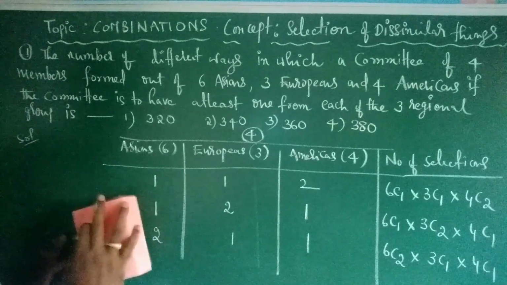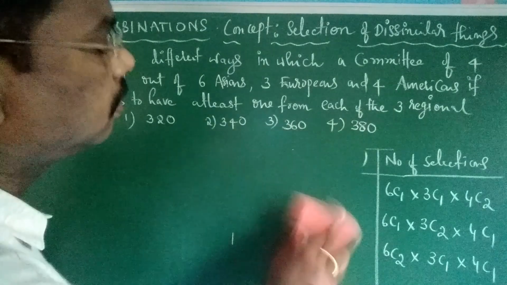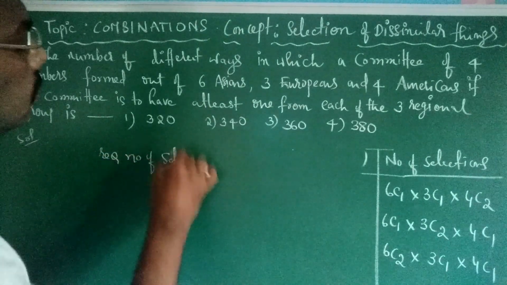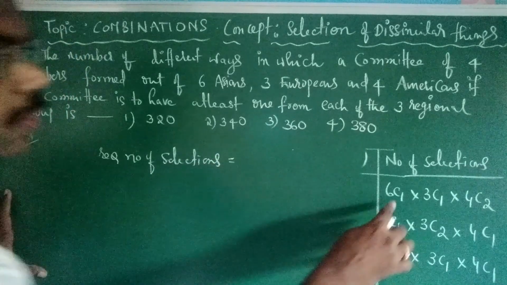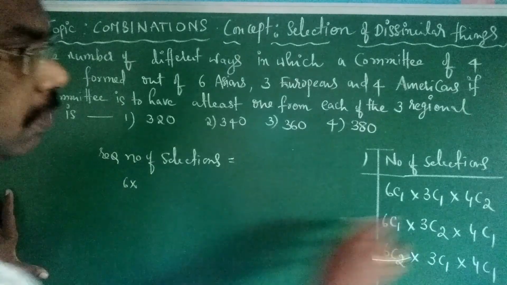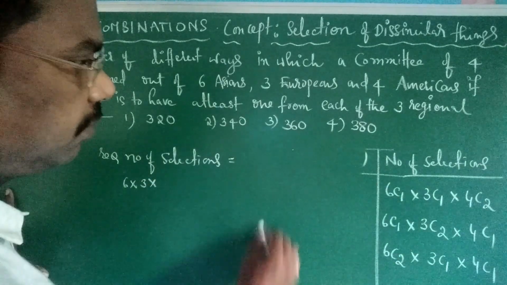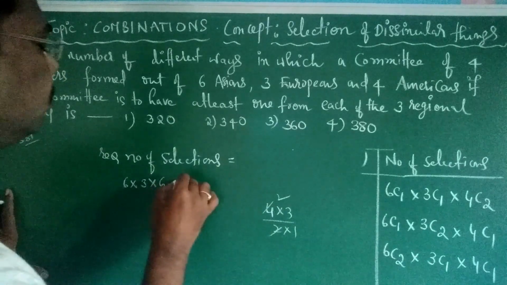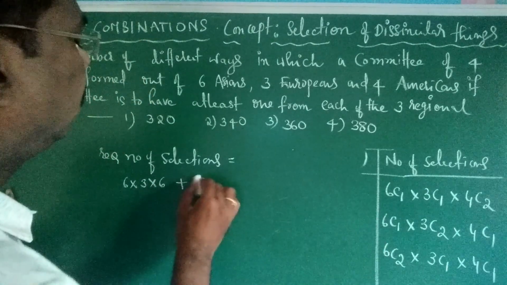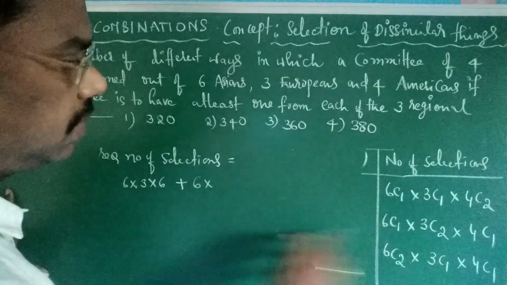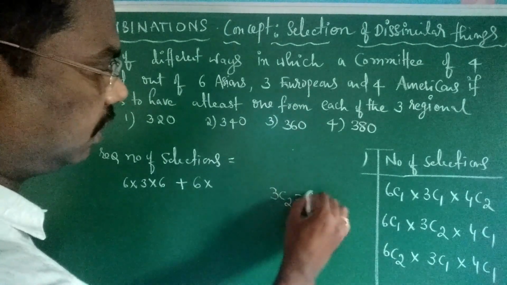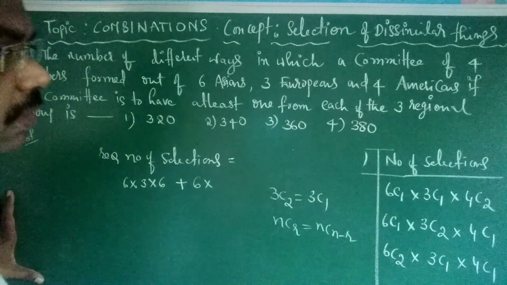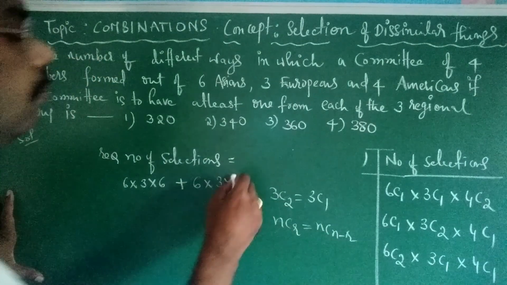Therefore, the total required number of selections is equal to: 6C1 value 6, 3, and 4C2 means 4 into 3 by 2 into 1, so 3 into 2 is 6, plus 6C1, 6 into 3C2. 3C2 is equal to 3C1, according to nCr equals nC(n minus r). Now 3C1 value 3, now 3 into 4.